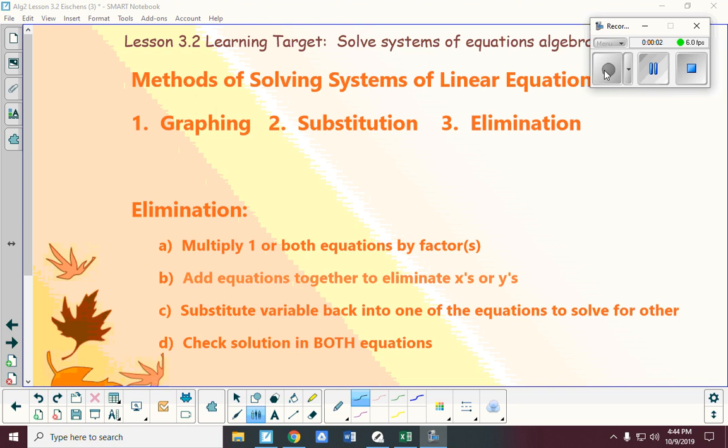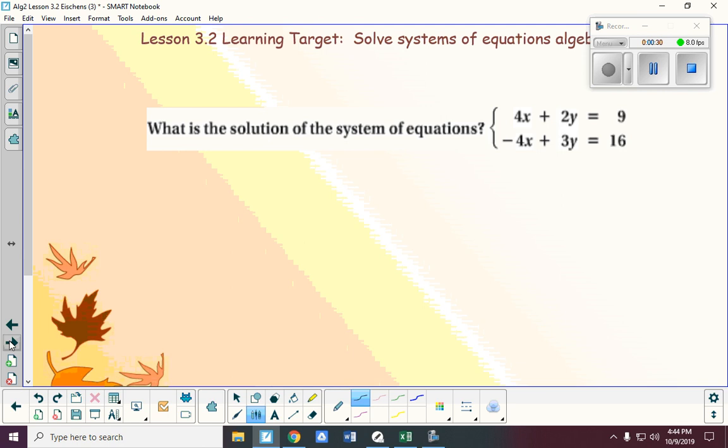In this video, we will be talking about how to solve systems of linear equations using elimination. With elimination, we multiply one or both equations by a factor if necessary, and then we add the equations together to eliminate either the x's or the y's. Then we solve, and we substitute the variable back into the equation to solve for the other. We can also check our solution by substituting back into the original. So let's take a look at one problem.